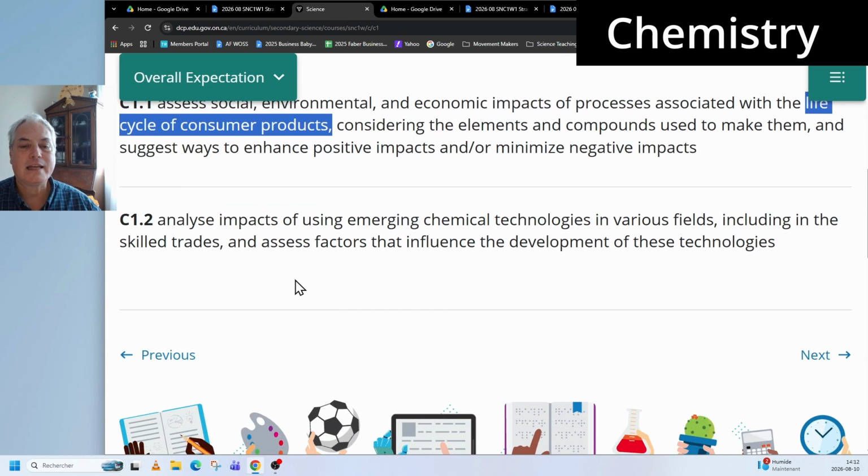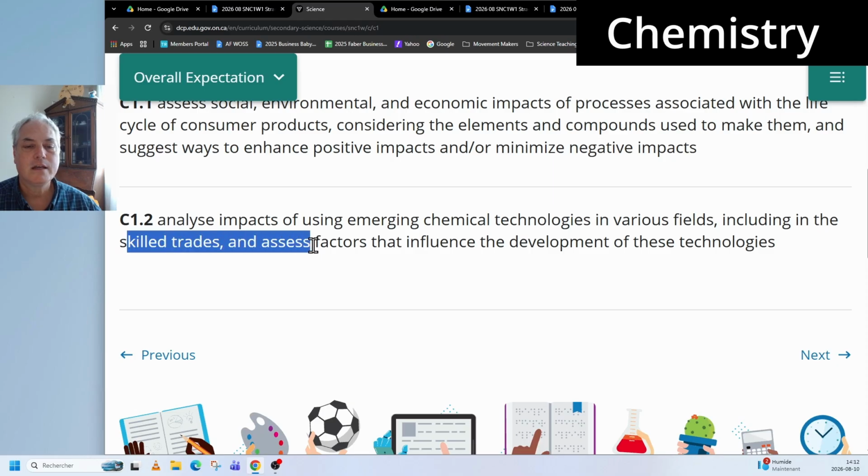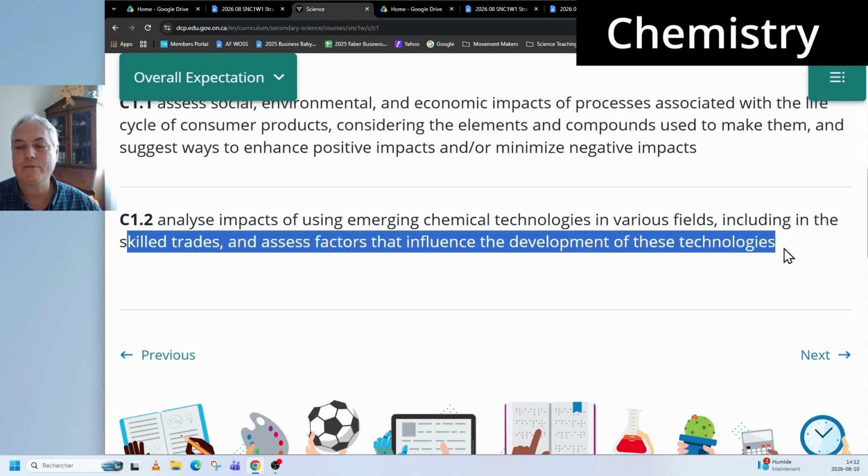Next one, analyze impacts of using emerging chemical technology in various fields, including the skilled trades, and assess factors that influence the development of these technologies. Now, keeping in mind for this one, we use chemistry to help humans to do things.